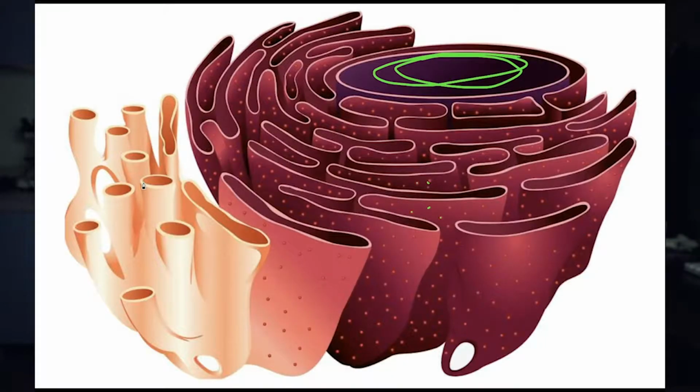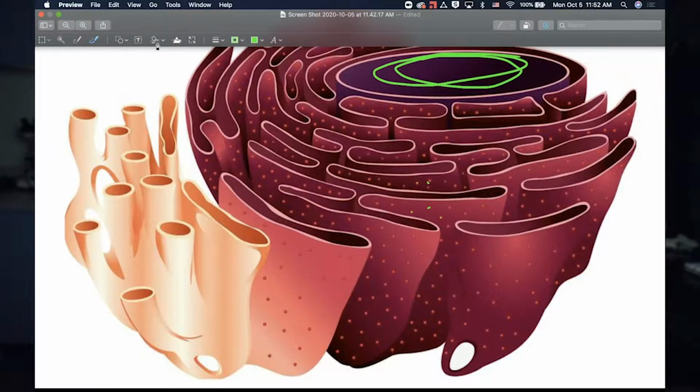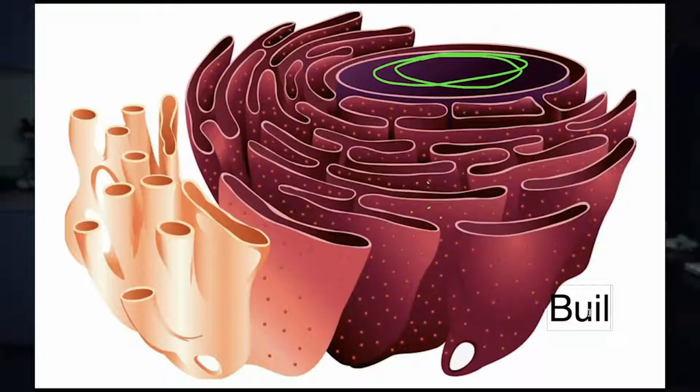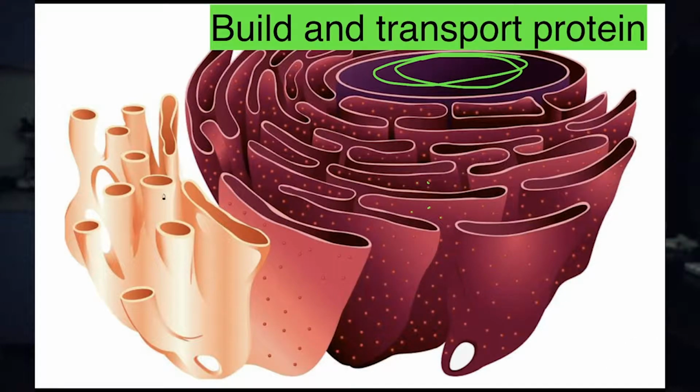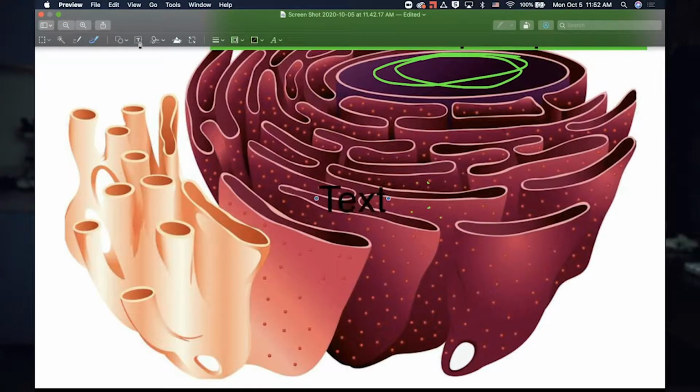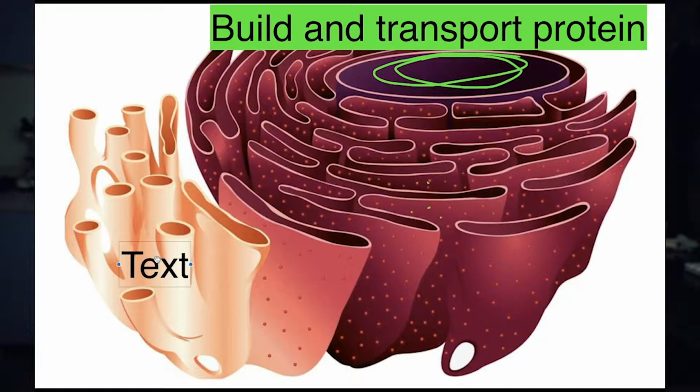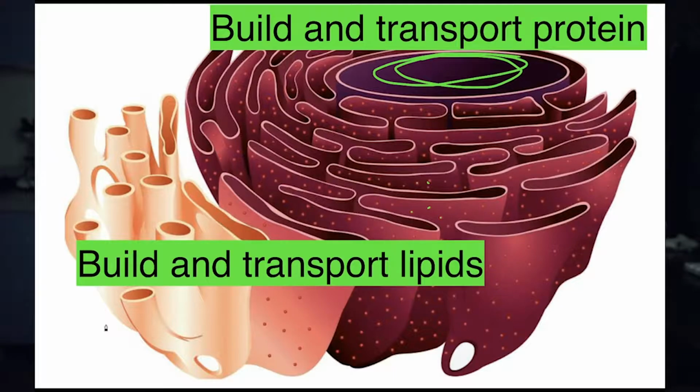Now we'll talk about the functional differences. Ultimately, the function of the rough ER is to build and transport protein. Okay, so build and transport protein. The function of the smooth ER, with no ribosomes, is ultimately to produce lipids. Okay, so I hope that helps to kind of get at that. We will really quickly talk about ribosomes as well.